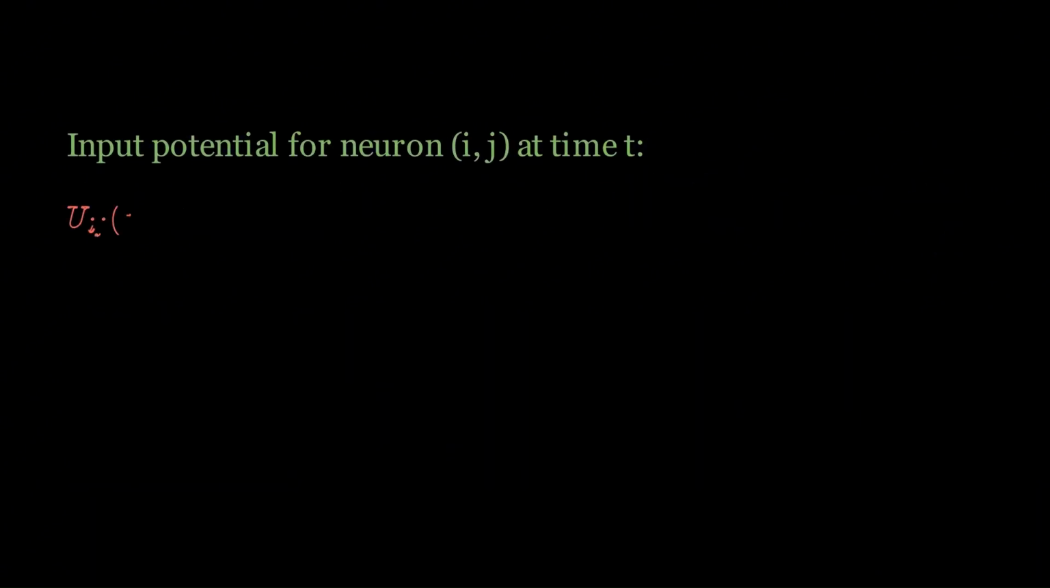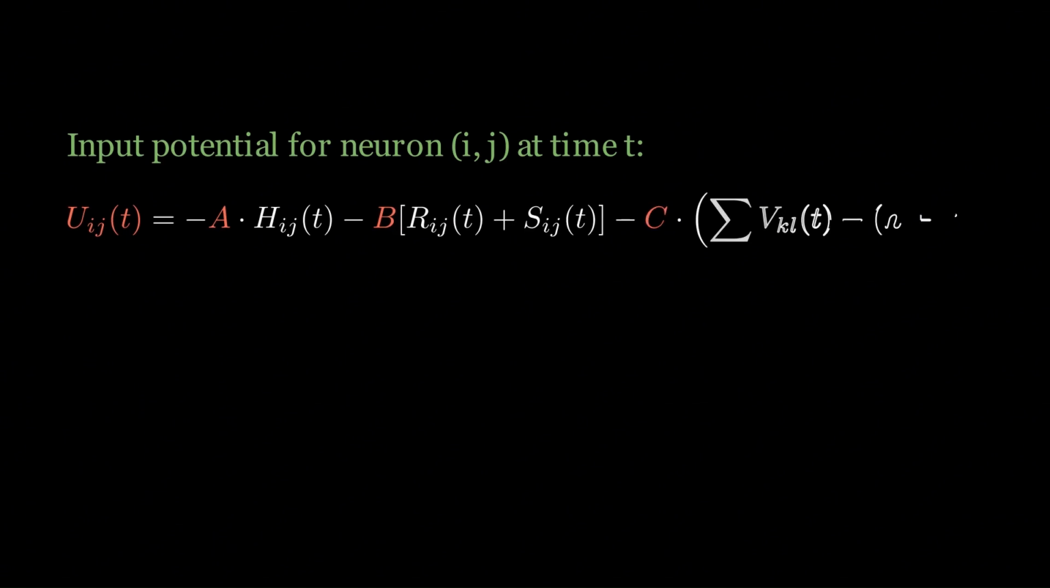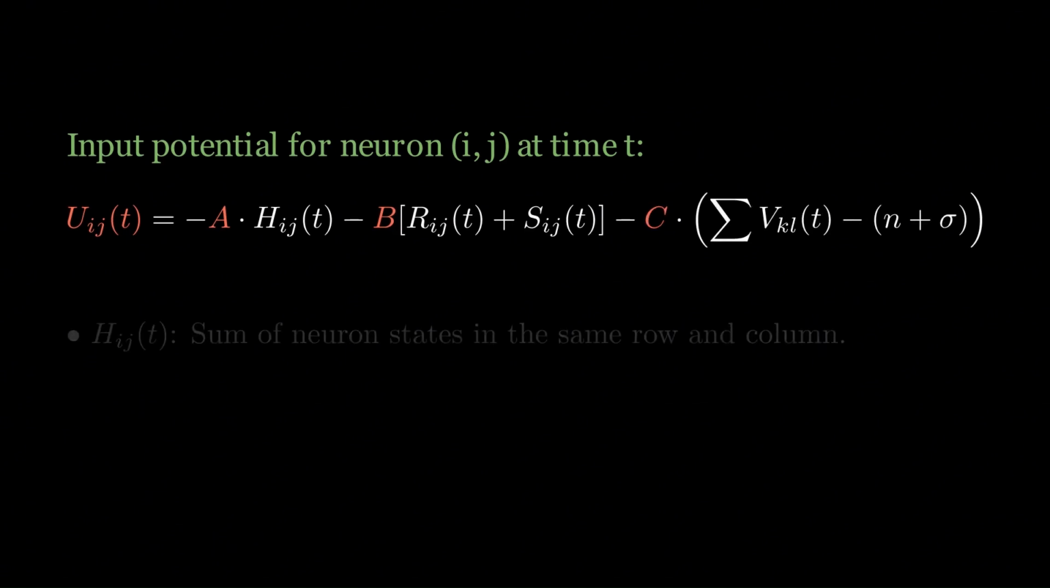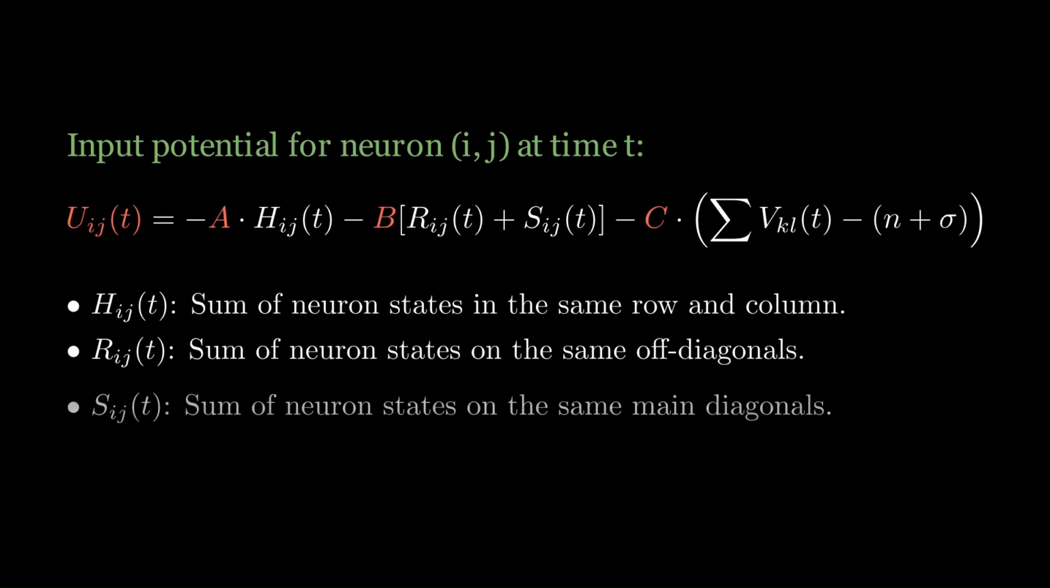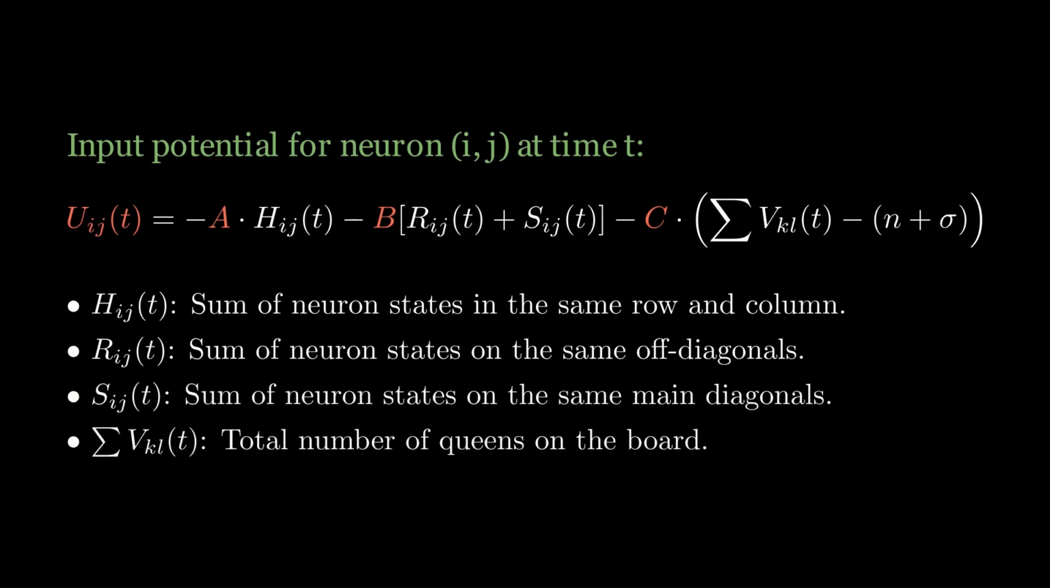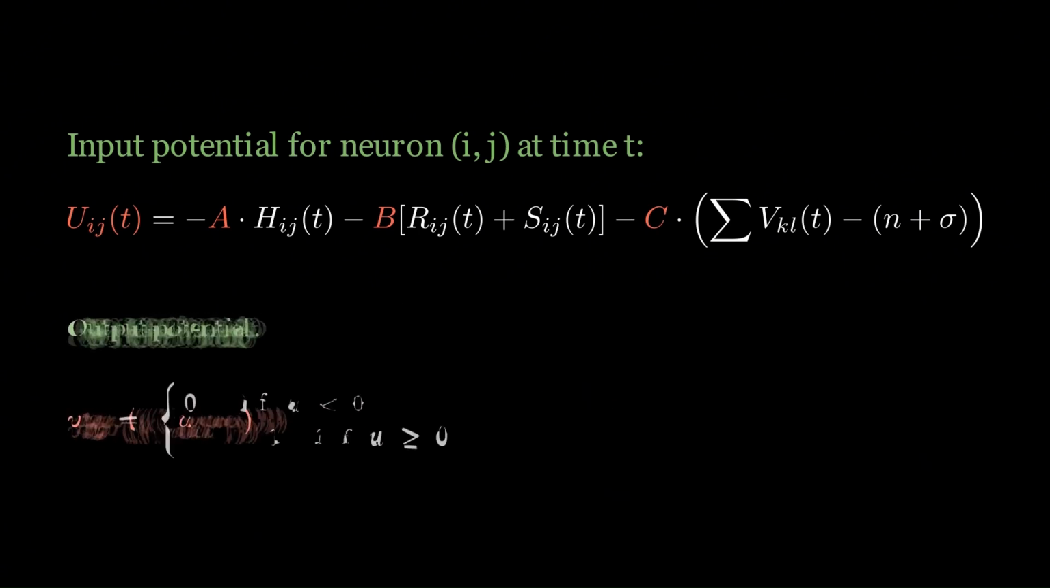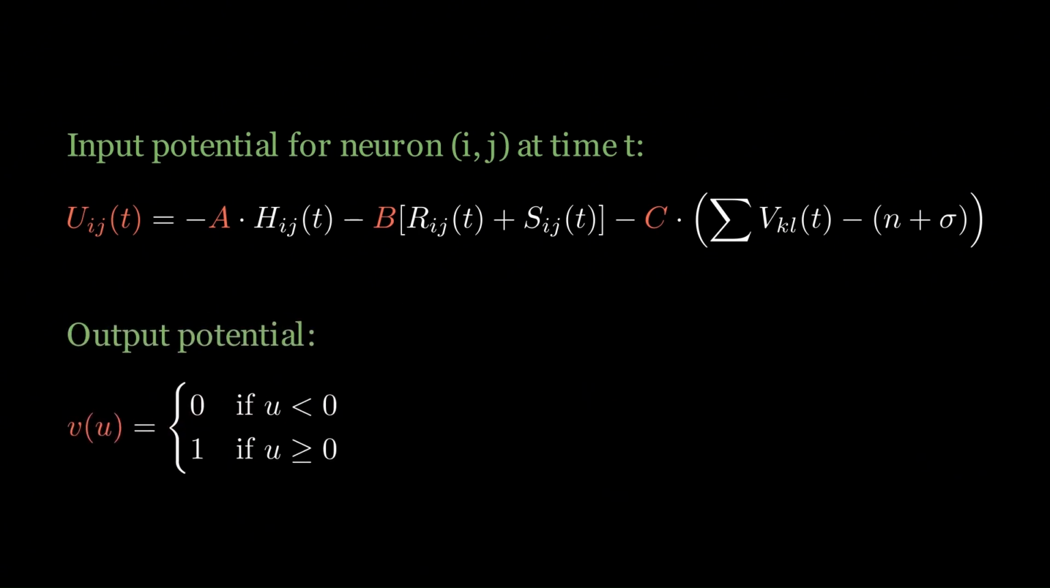Now, let's talk about how the network actually evolves over time. At each step, the network computes the input potential for each neuron ij, called Uij, based on the negative partial derivative of the energy function. This tells us how much that neuron's current state affects the total energy. Then, we apply a binary threshold function. If the potential is negative, the neuron is set to 0, otherwise it is set to 1. This update process is repeated over multiple steps.